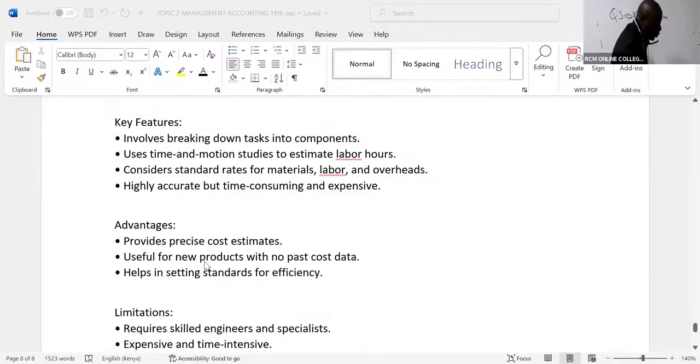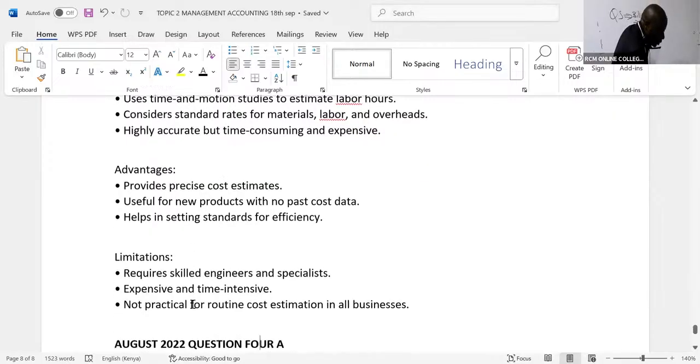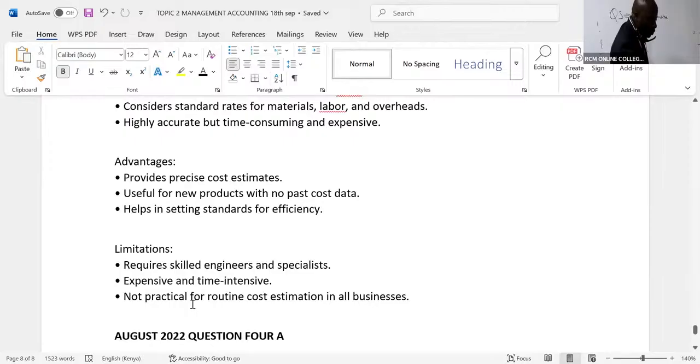Useful for new products with no past cost data. Helps in setting standards for efficiency. Limitations: requires skilled engineers and specialists. It's very expensive and time consuming, not practical for routine cost estimations in all businesses.